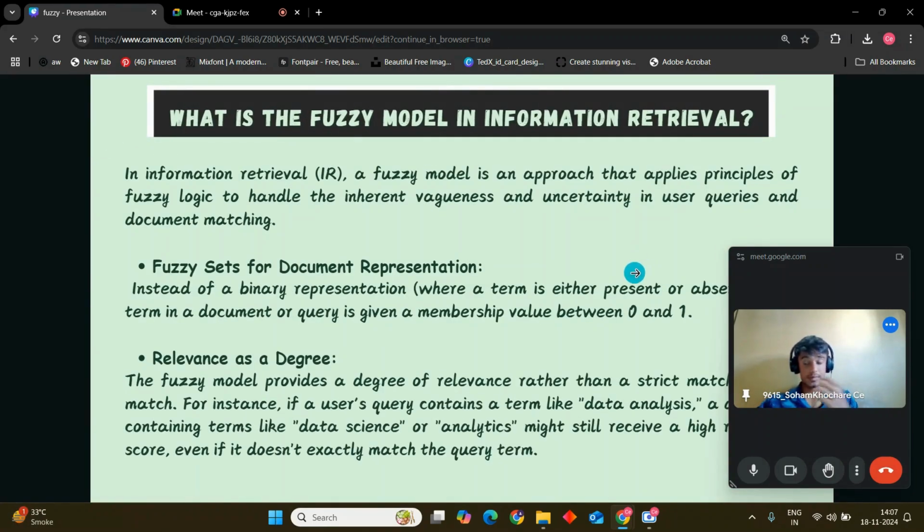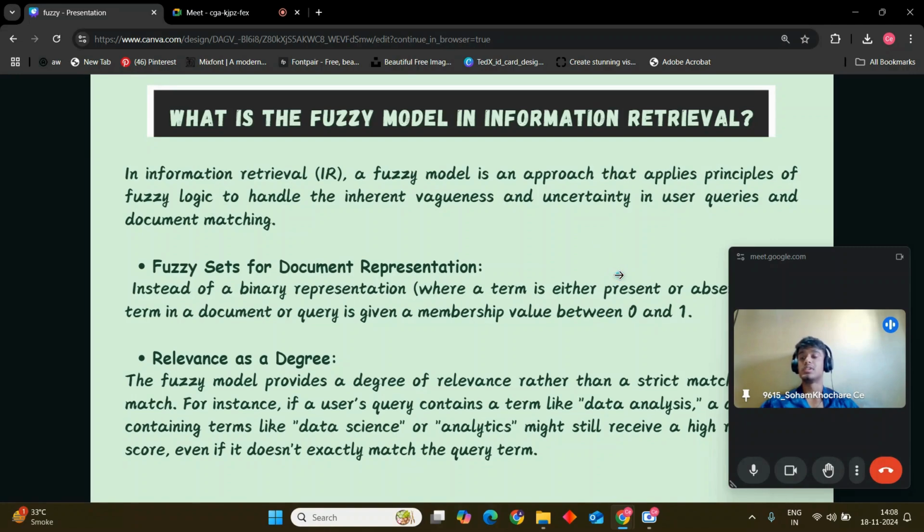So before learning fuzzy models, I'll just give you a brief on the challenges faced in traditional information retrieval systems. Traditional information retrieval systems have significant limitations. They expect users to formulate precise queries. However, in reality, users often express their information needs vaguely. For instance, if someone searches for data analysis, a traditional system might not retrieve documents that discuss data science or data analytics, even though these topics are closely related.